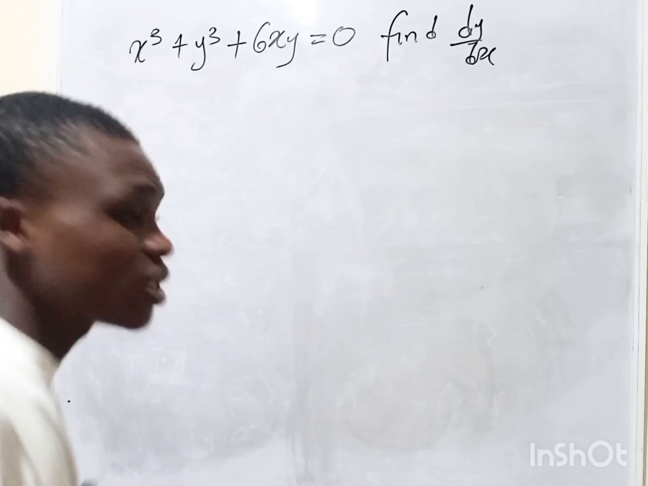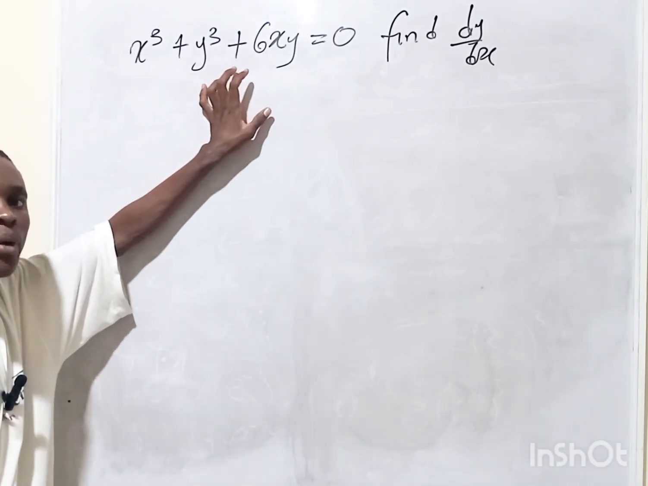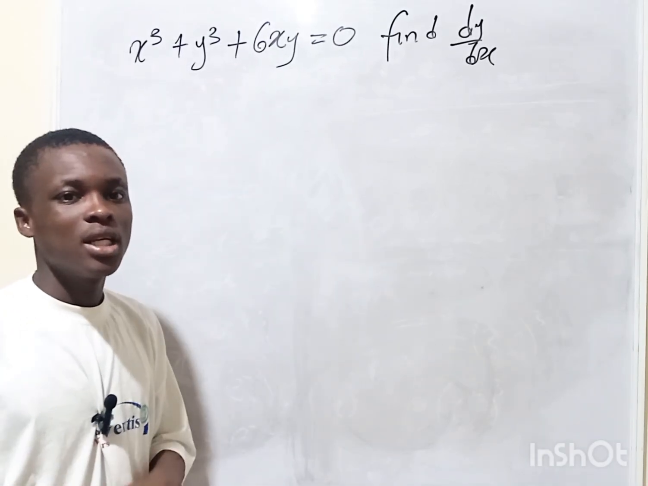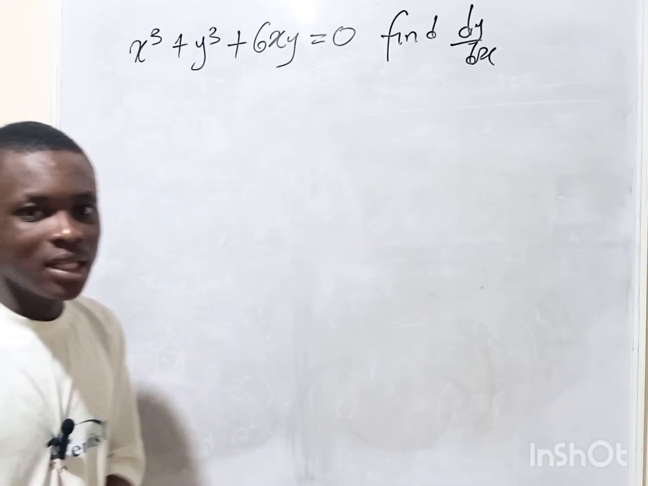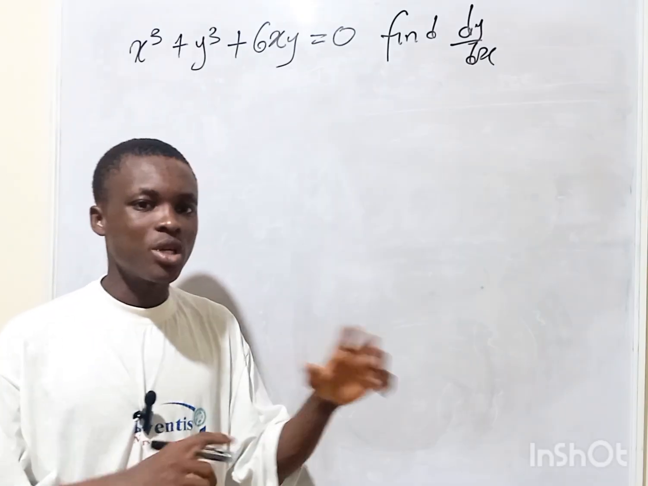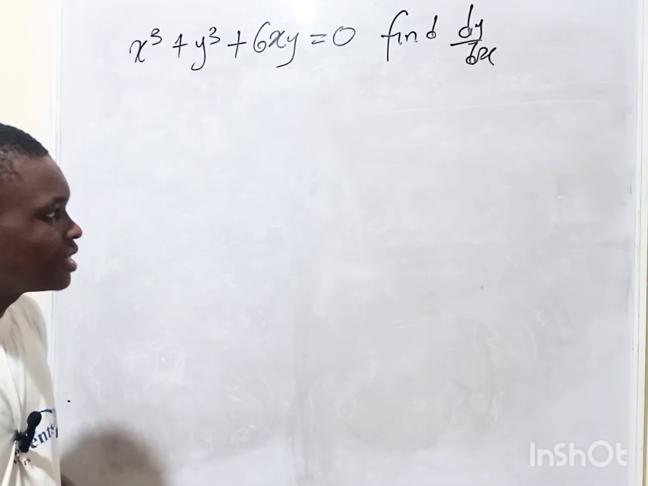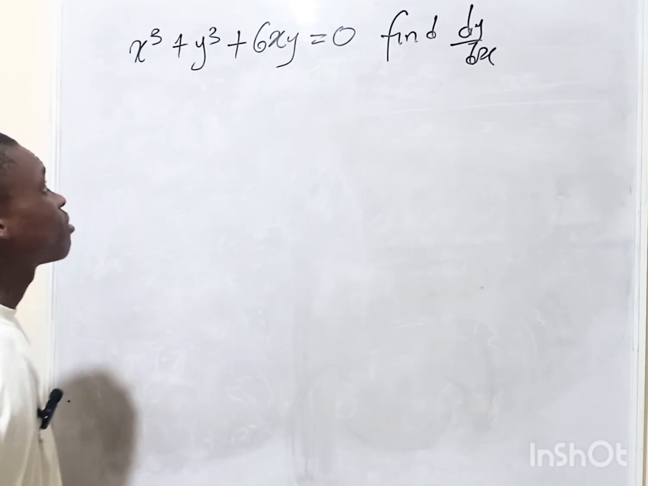And welcome back to today's class. Our task today is to see how we can differentiate this implicit differentiation. All right, we know that in implicit differentiation, whenever we are differentiating with respect to y, we add dy dx. That is, we treat y as a constant.